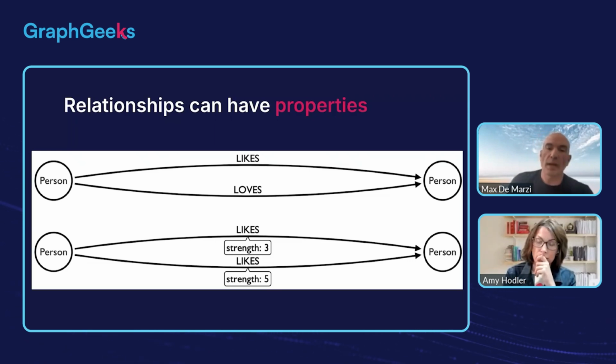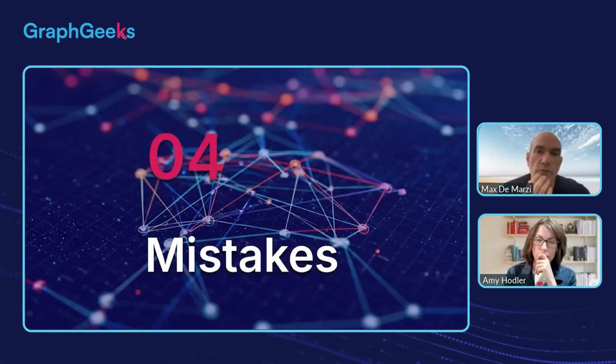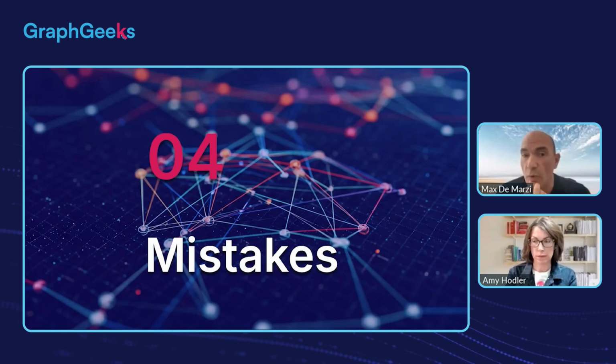Now, there's a lot of mistakes people make when modeling because there's no rules for modeling graph databases. There's tons of wrong ways to model your data, no right way.